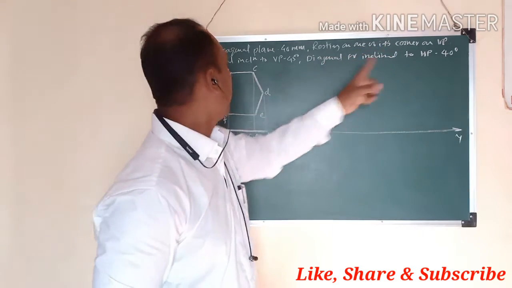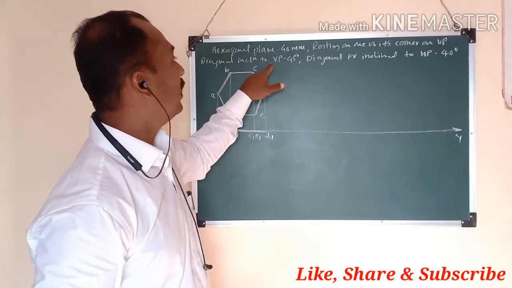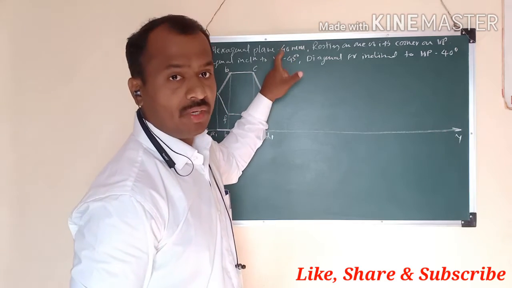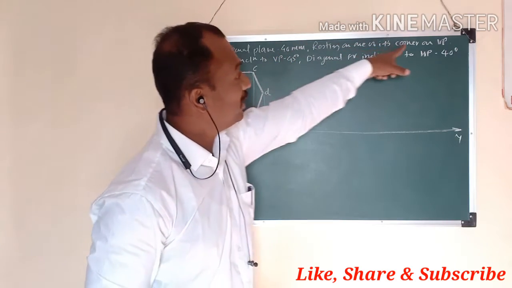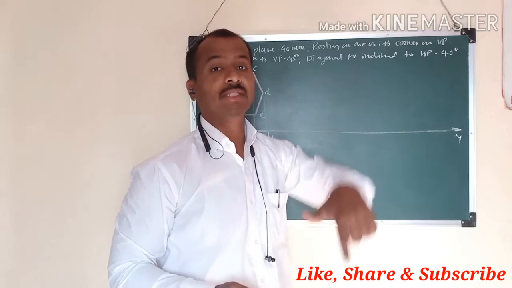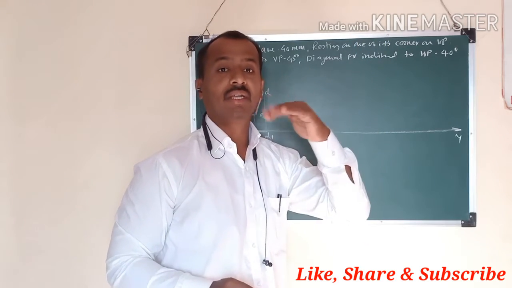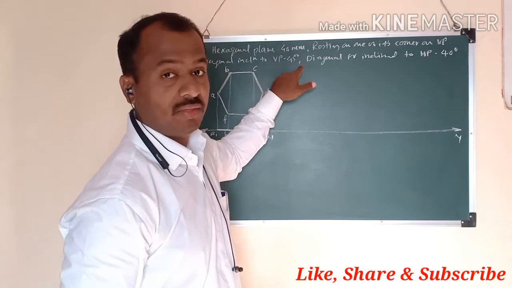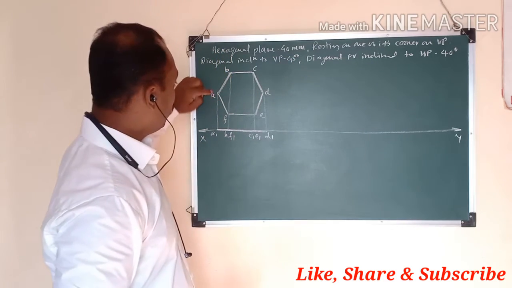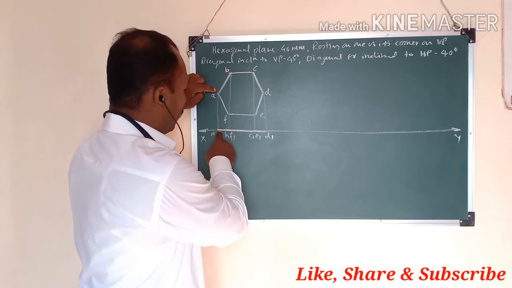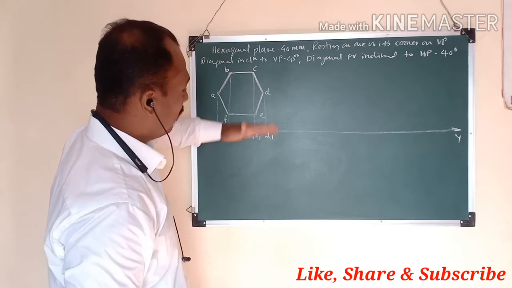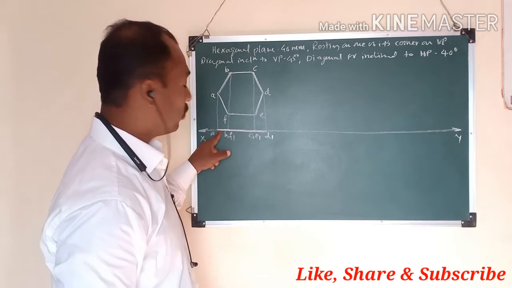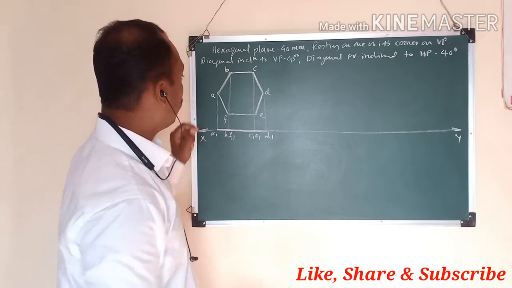उसके बाद क्या दिया है? See, diagonal inclined to VP 45 degrees. What does that mean? The diagonal passing through the corner on which we are going to rest this plane. ये plane जहाँ पे भी रेस्ट करना है उस कॉर्नर से गया हुआ diagonal inclined to VP by 45 degrees. So we are going to rest this plane on A. और A में से जाने वाला डायगोनल कौन सा है?